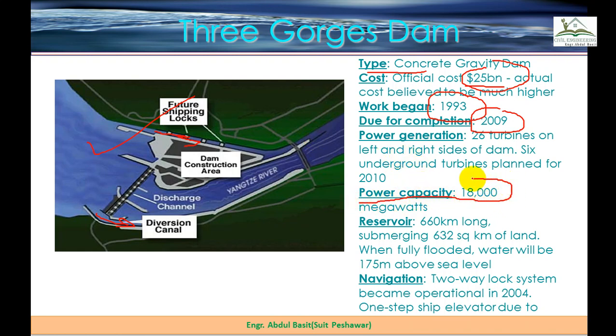Power generation capacity here is 18,000 megawatts, and in Basha Dam we have almost 4,500 megawatts. And this is the length of the reservoir. This is the area in square kilometers of the land which will be submerged, and this is the level of 175 meters above sea level at which it will store the water. And for navigation, a two-way lock system became operational in 2004, by which the ships can be elevated and move across the reservoir or barrier.